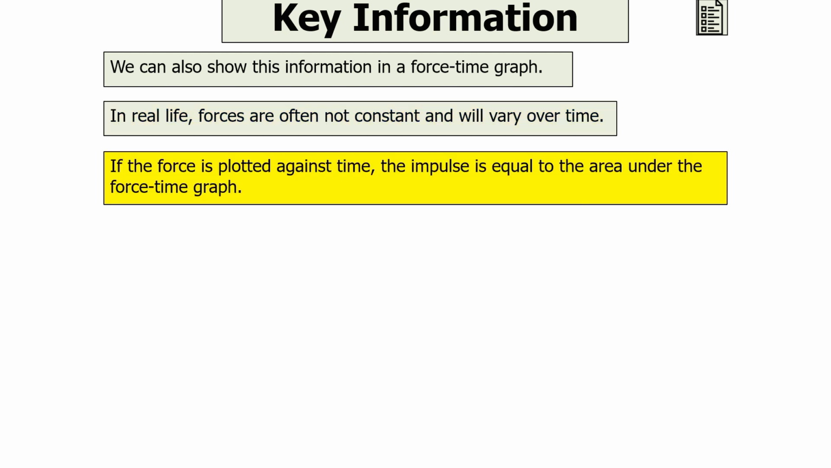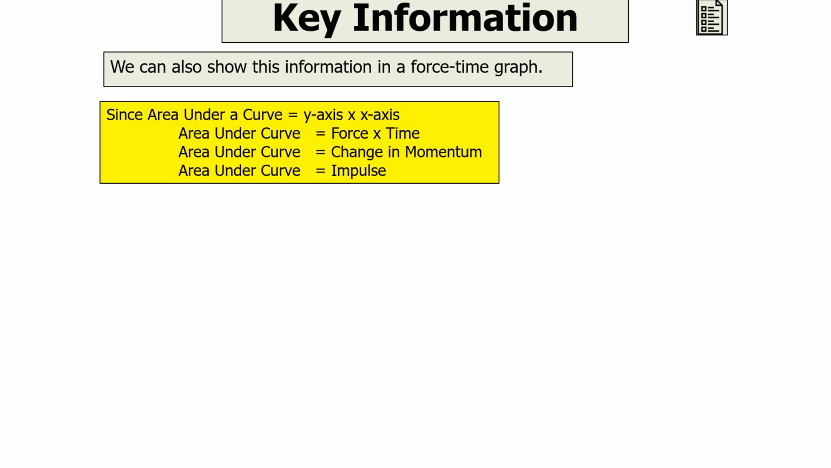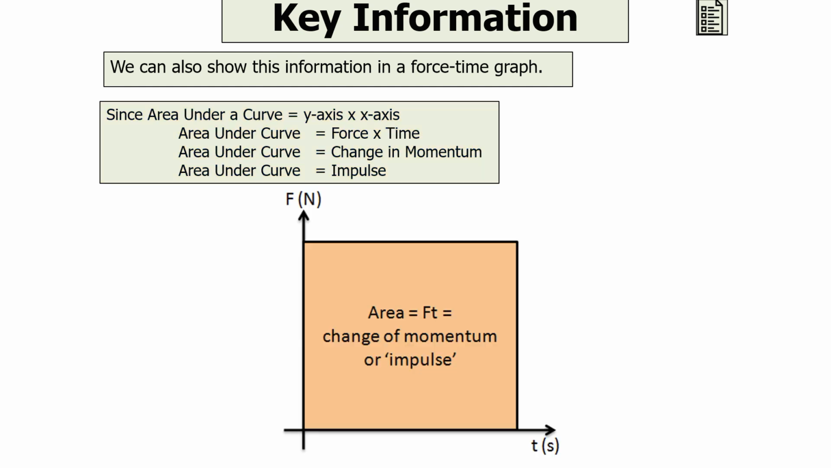So if the force is plotted against time, the impulse is equal to the area under the force-time graph. Since the area under a curve is the y-axis times the x-axis, it's force times time, which as we know is the change in momentum or the impulse experienced by the object. So as we can see in a force-time graph, the area under the line is going to be the change of momentum or the impulse.